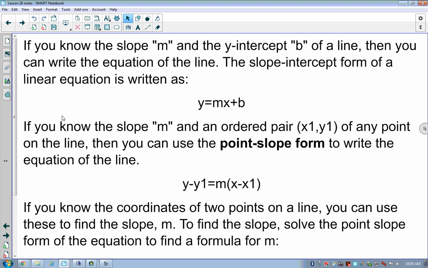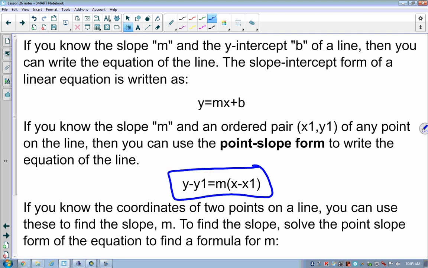There is more than one way to do that. You don't have to use this, but I think it's the best equation for it. The reason I like this equation is because I can plug the x coordinate in, the y coordinate in, and the slope in, and solve, and I'm going to get it in the slope-intercept form of the equation.